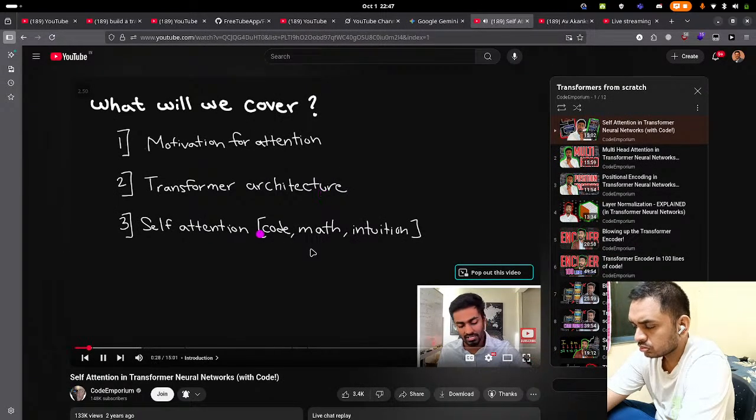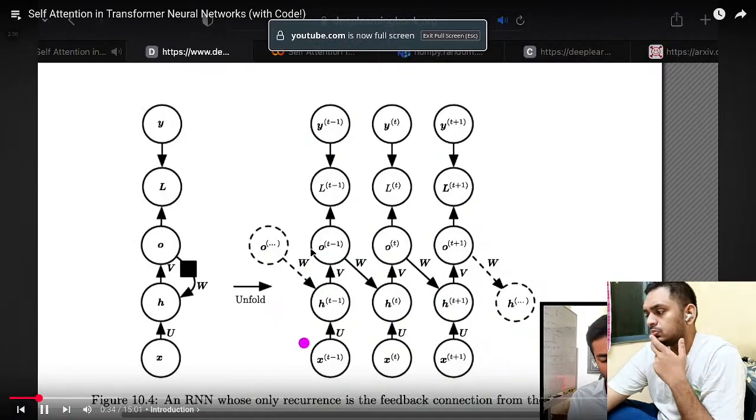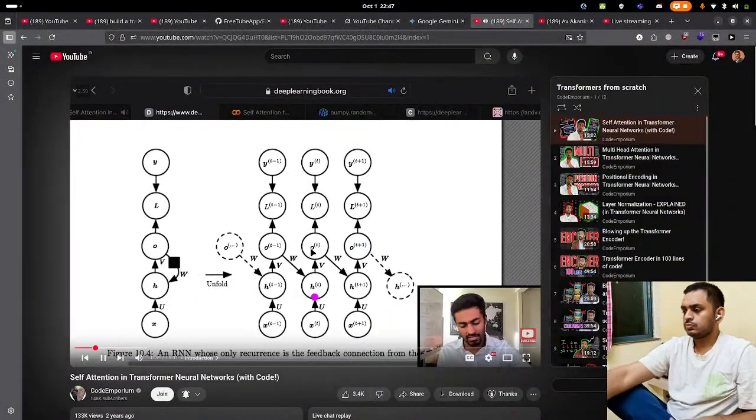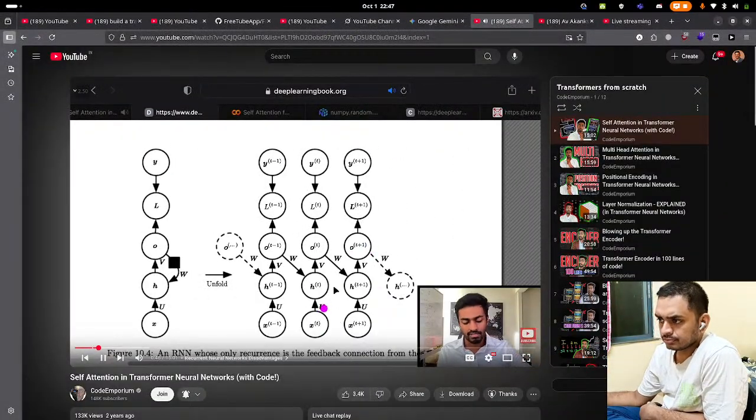An example, and the third is self-attention with some math, intuition, and code. So stay tuned. This here is a recurrent neural network that's rolled out. The X's are the inputs, the O's are the outputs, the H's are the hidden states, and the Y is the training label. Recurrent neural networks used to be the state of the art for sequence-to-sequence modeling.